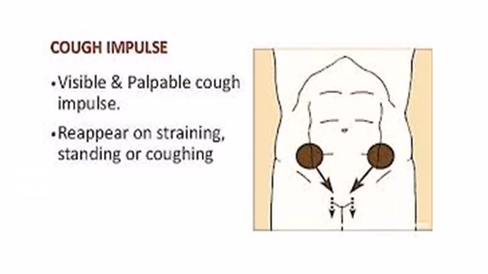In inspection, what you have to do is ask the patient to cough. Whenever the patient coughs, of course, intra-abdominal pressure will increase, and in this way you have to look for a bulge. If the patient presents with a bulge, and the bulge enlarges on coughing, it means there is a hernia.